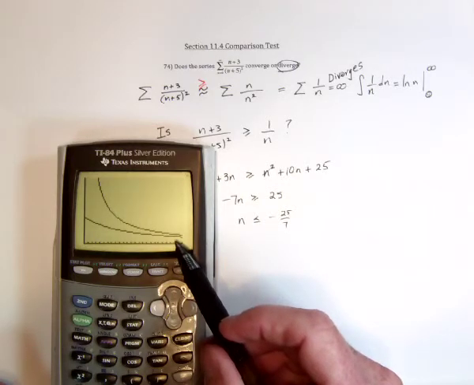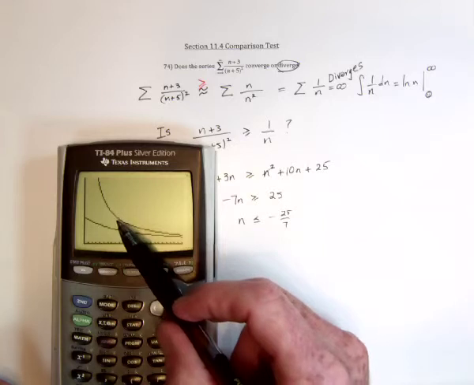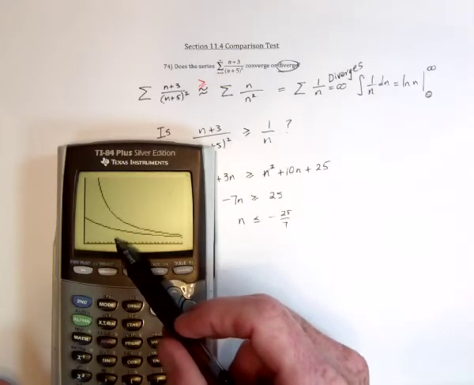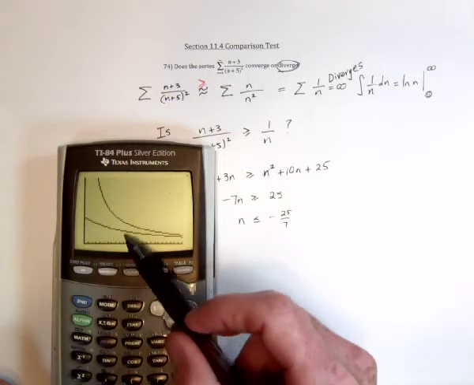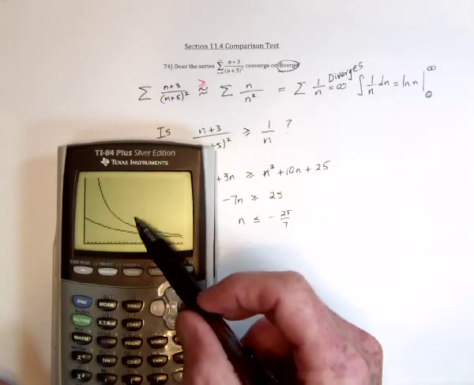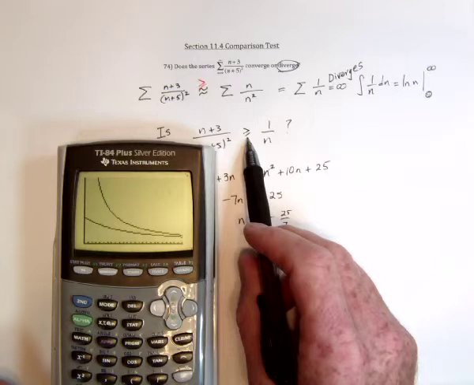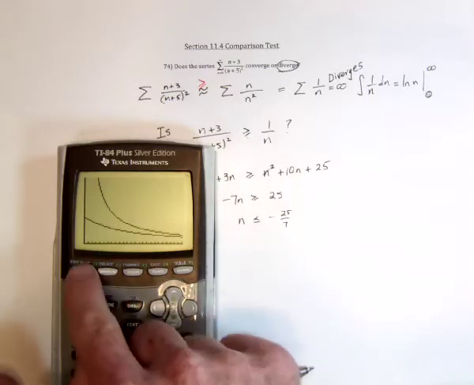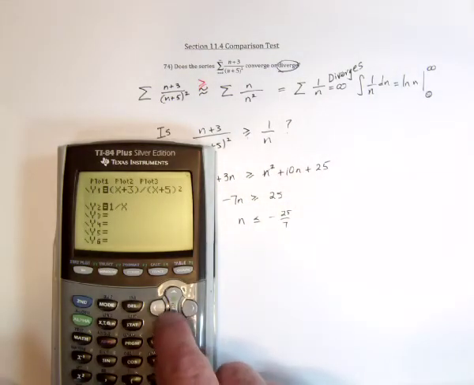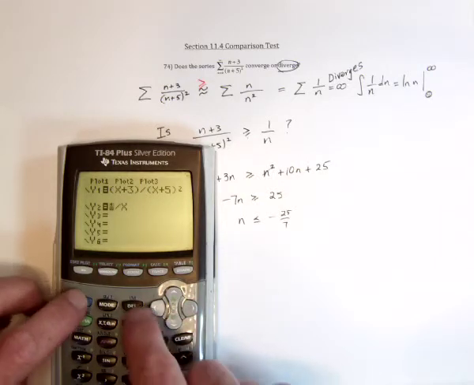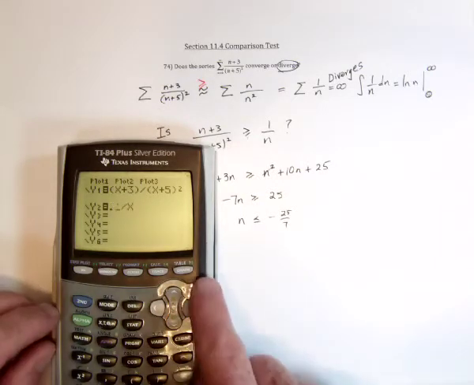But what about if, with this function right here, I need to shrink it down so that it's underneath? In other words, this one needs to be above that one in order to make this bigger than or equal to work. So what about if I tweak this one and insert a 0.1?